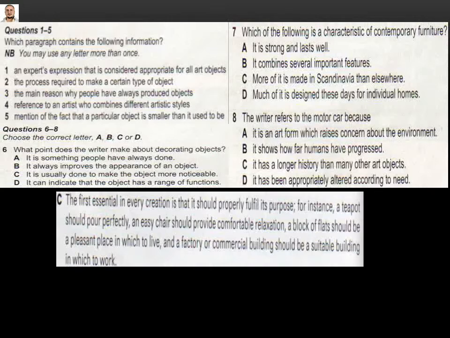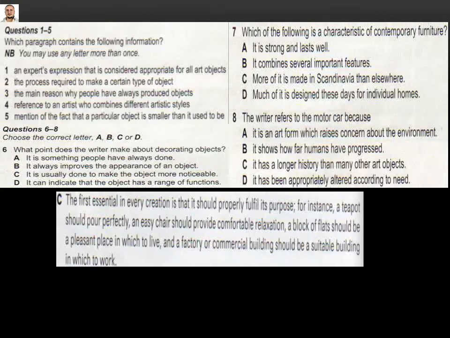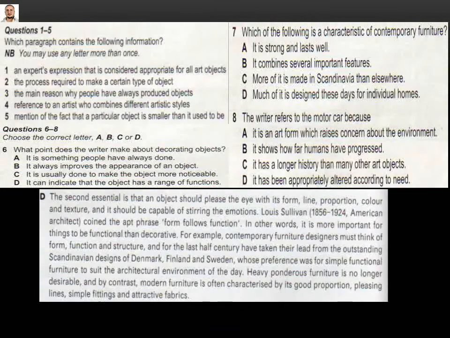1, 2, 3, 4, 5, 6, okay, and 8 we don't need. Let's see number 7. Which of the following is a characteristic of contemporary furniture? Also, it doesn't talk about that. Okay, so D.